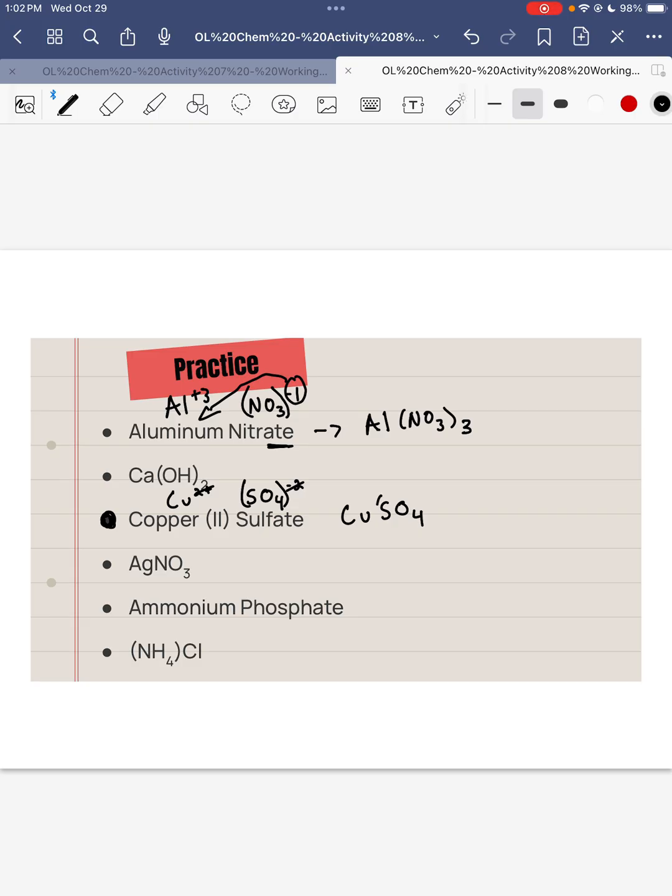Most of the time, people don't put it in parentheses if there's just one, but sometimes they do, and that's okay when they do. But don't get nervous when they don't.